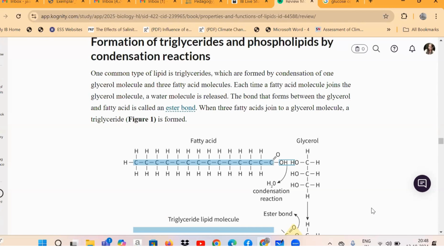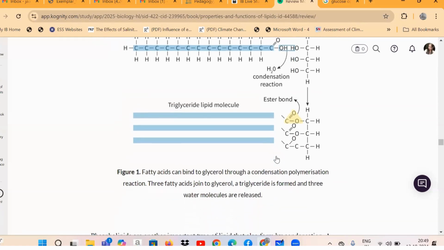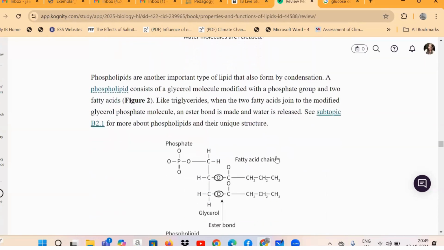And steroids. Correct. So triglyceride, you already told me three glycerol units. It is also a condensation reaction and the formation of an ester bond, the bond that is formed between the fatty acid and the glycerol molecule. So removal of water molecule, right? When three fatty acids join together with the glycerol molecule, with removal of water, resulting in the formation of ester bonds, it is called a triglyceride lipid molecule.